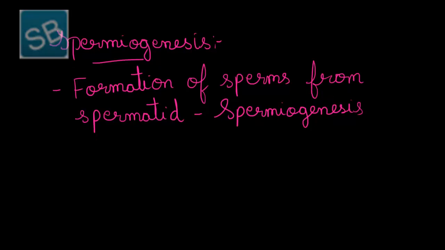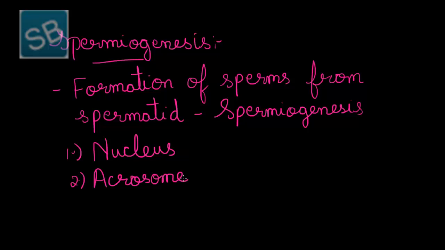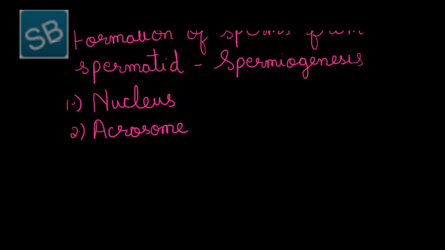This process is further divided or can be exhibited in three stages. First, nucleus formation. Second, acrosome formation. And third, centriole formation. That is, with the development and formation of these three, the sperm finally gets produced. Let us start with the first, that is, change in nucleus.